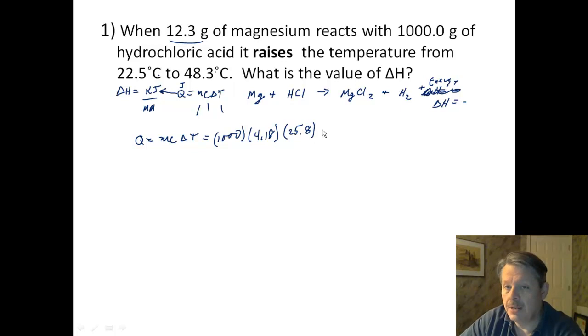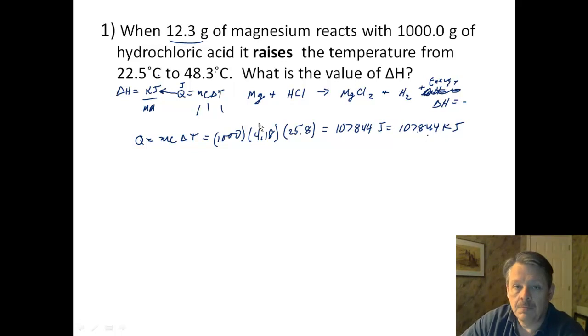All right. So that gives us a big number of 107,844 joules, which is 107.844 kilojoules. Now you'll notice I'm keeping way too many sig figs here when I do that. Again, I tend to do that when I do problems. I'll round at the end. Okay. All right. So what I also need to know here is it's talking about magnesium, and I have to convert from magnesium. I have to figure out moles of magnesium.